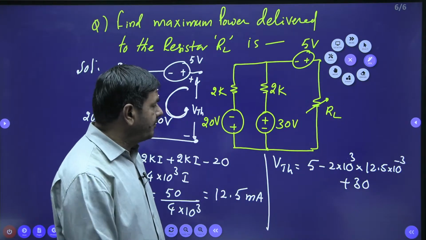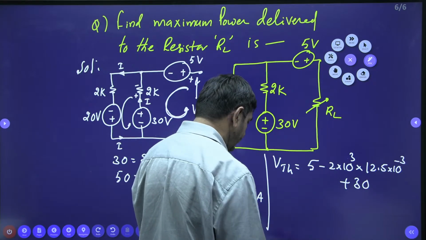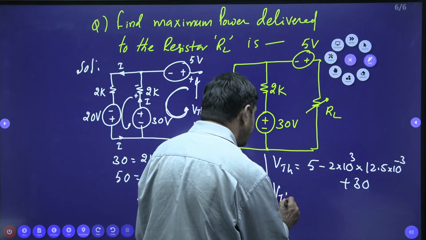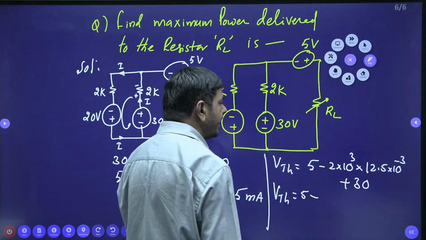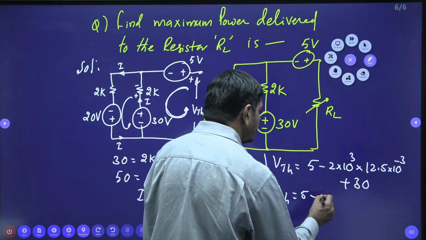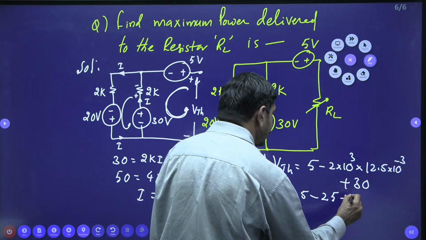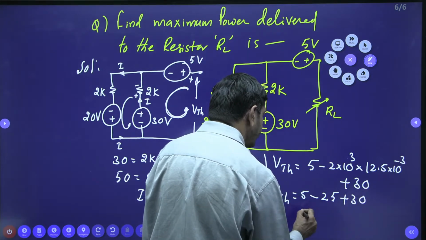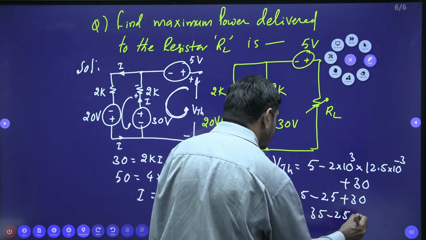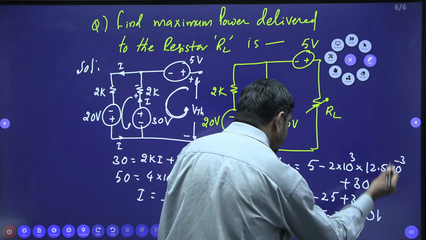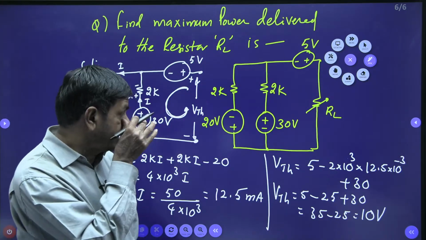But I would like to simplify this now. If I simplify, what value do I get? VTH is nothing but 5 minus, 10 power minus 3 and 10 power 3 cancel, 12.5 into 2, 25, plus 30. So finally 35 minus 25, I am getting 10 volts finally. I got VTH as 10 volts here.